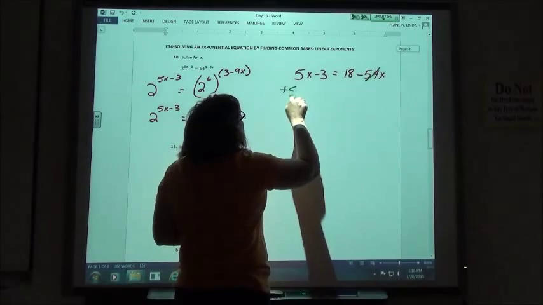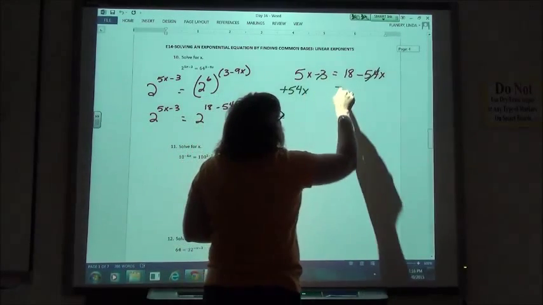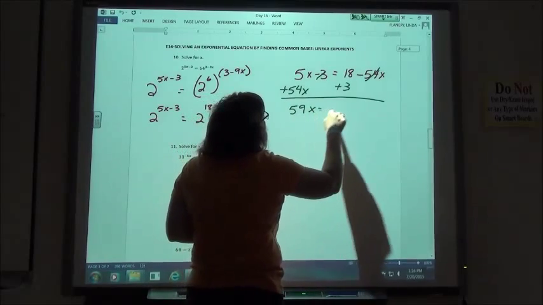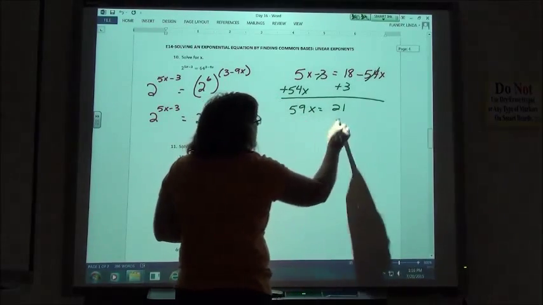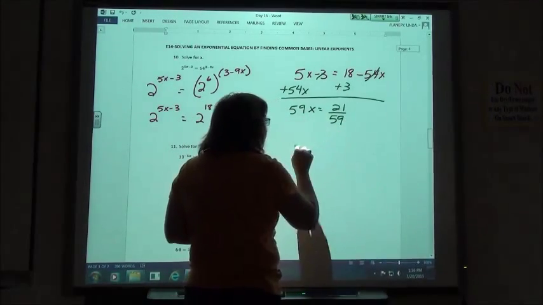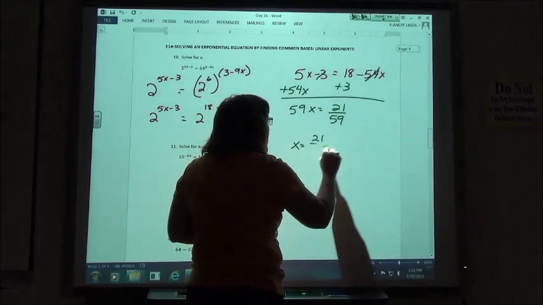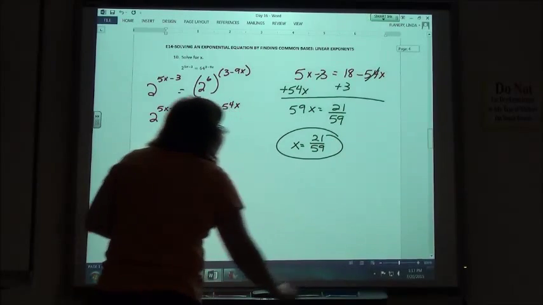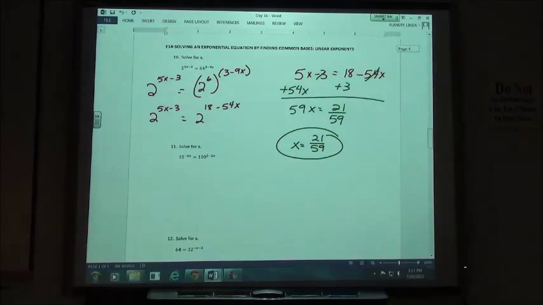I'm going to add my 54x and add my 3. So 59x would equal 21. I'm going to go ahead and divide by 59. So x equals 21 59ths. Not a real pretty answer, but one that works.